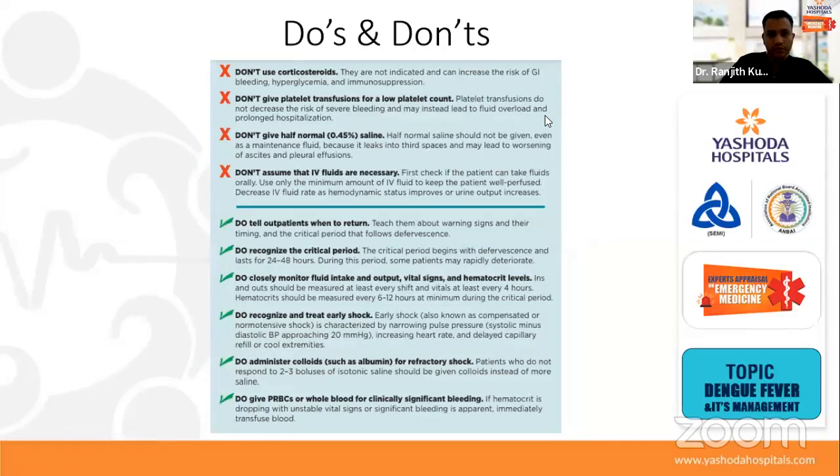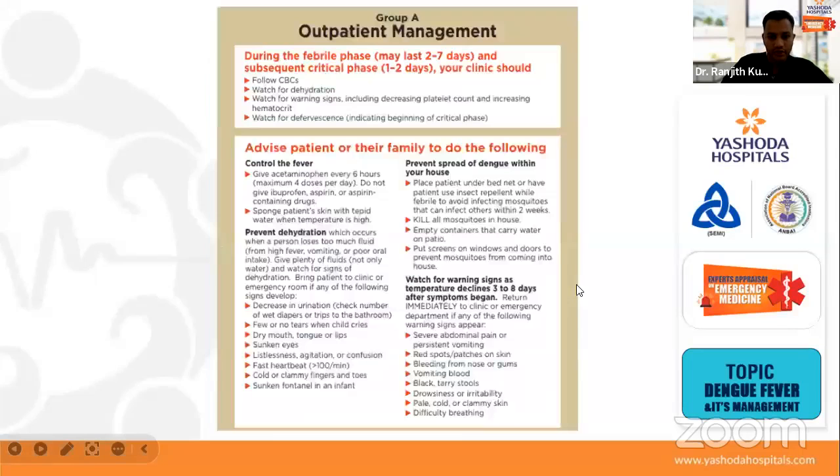Coming to the do's and don'ts of dengue: do not use corticosteroids. They are not indicated and can increase the risk of bleeding. There is no indication for routine platelet transfusion. Half normal saline should not be given, ideally. Unnecessary administration of IV fluids is not recommended. Treat the shock early.